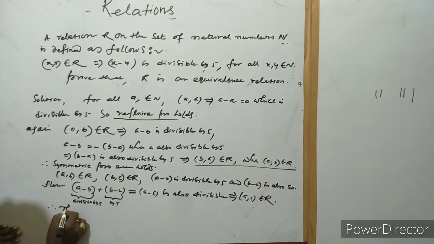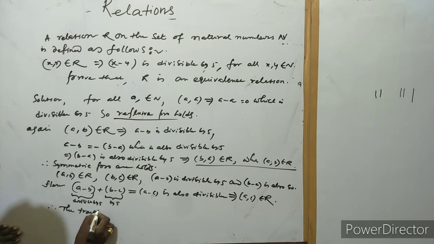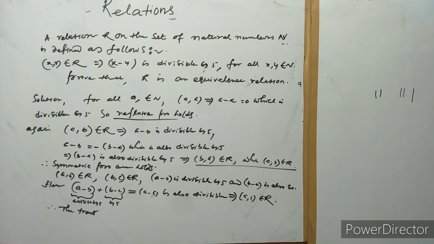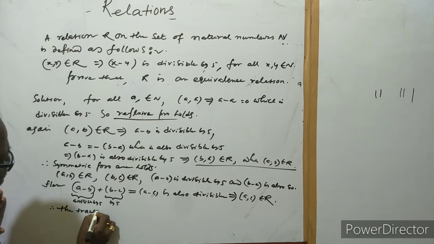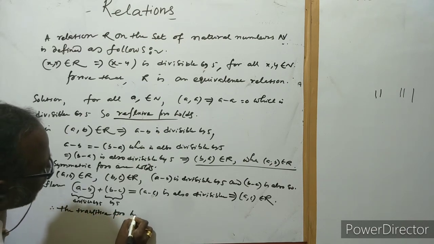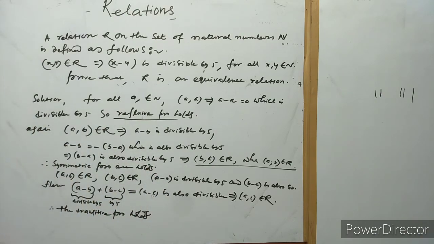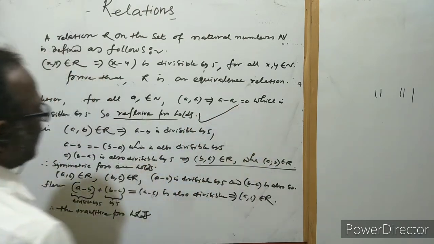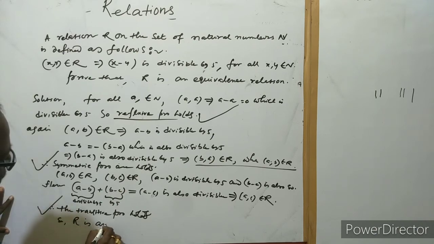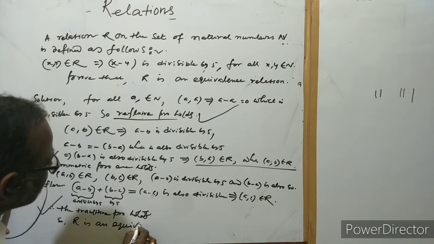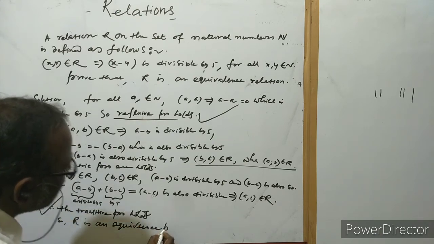So this property is called transitive. Therefore the property holds. So we see number one is reflexive, second is symmetric, and third is transitive. So R is an equivalence relation.